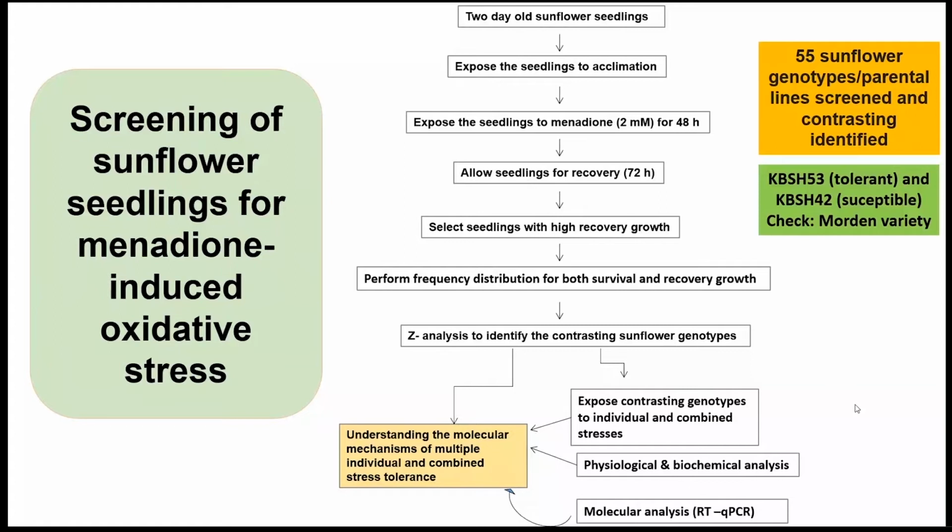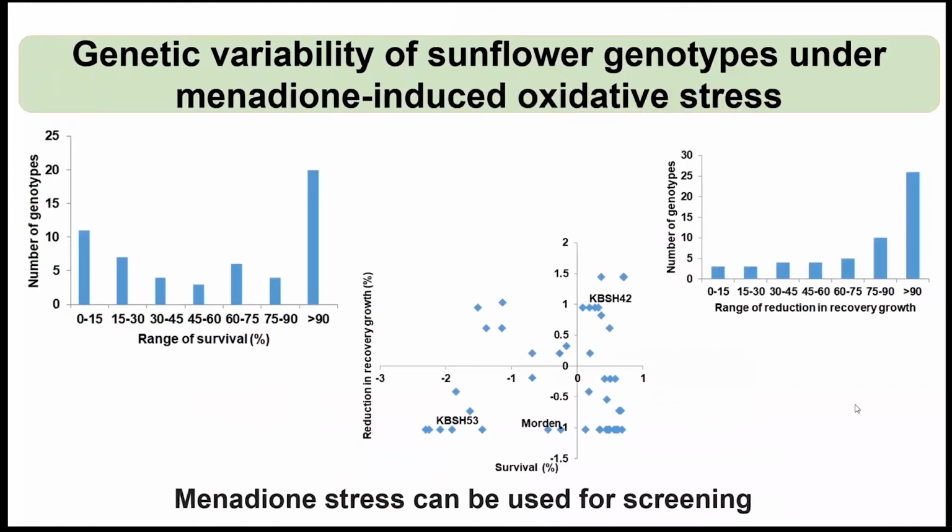Now, I'm going to tell the actual data that we got from the screening. If you see here, in the graph on the left-hand side, the y-axis shows the number of genotypes and the x-axis shows the range of survival. You can see that the distribution indicates the presence of genetic variability. There are about 12 genotypes that survive in the range of 0 to 15, and so on. You can consider 15 to 30 and so on.